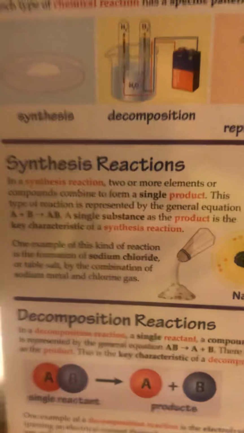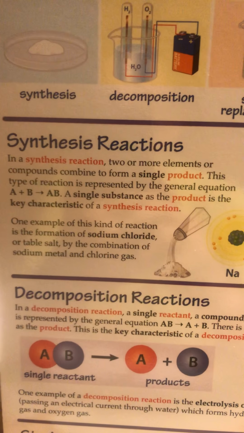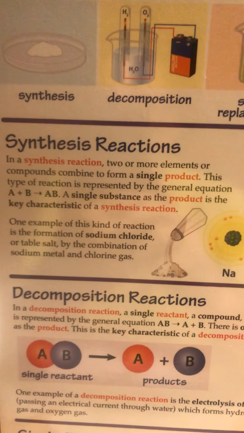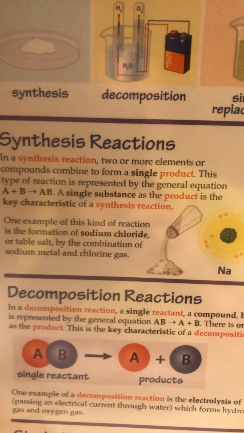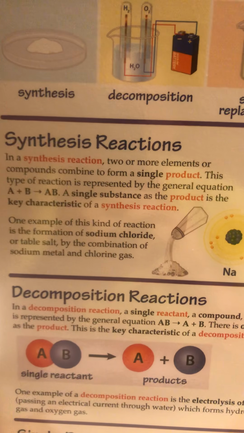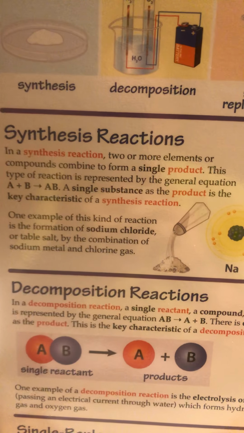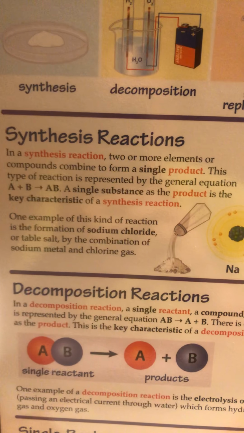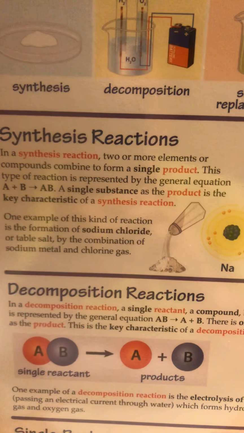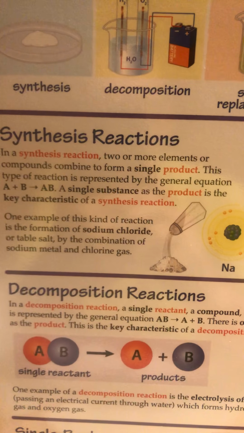So once again, here's synthesis reactions. In a synthesis reaction, that's hard to say. In a synthesis reaction, two or more elements or compounds combine to form a single product. This type of reaction is represented by the general equation A plus B, which are the reactants, equals, with the arrow going to the right, AB. A single substance as the product is the key characteristic of a synthesis reaction.